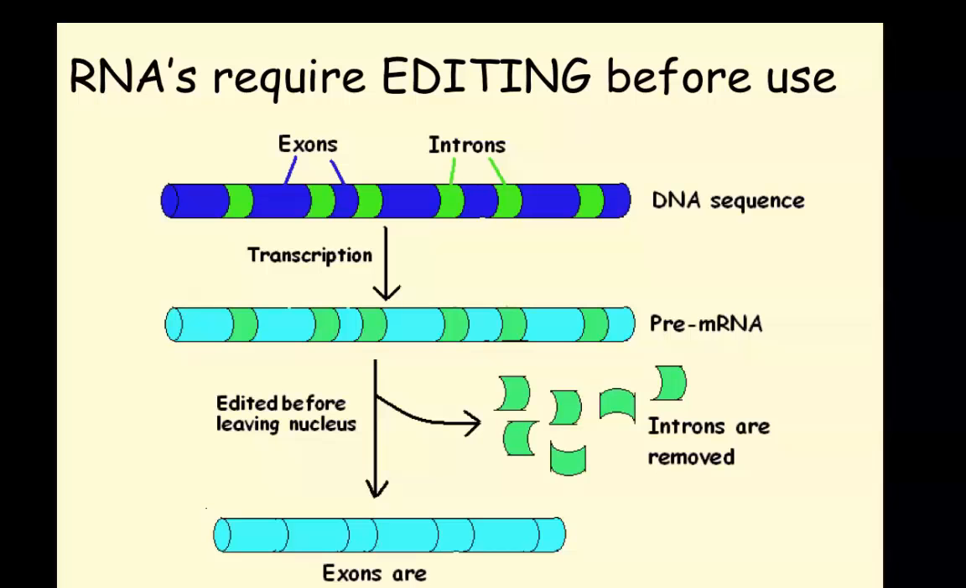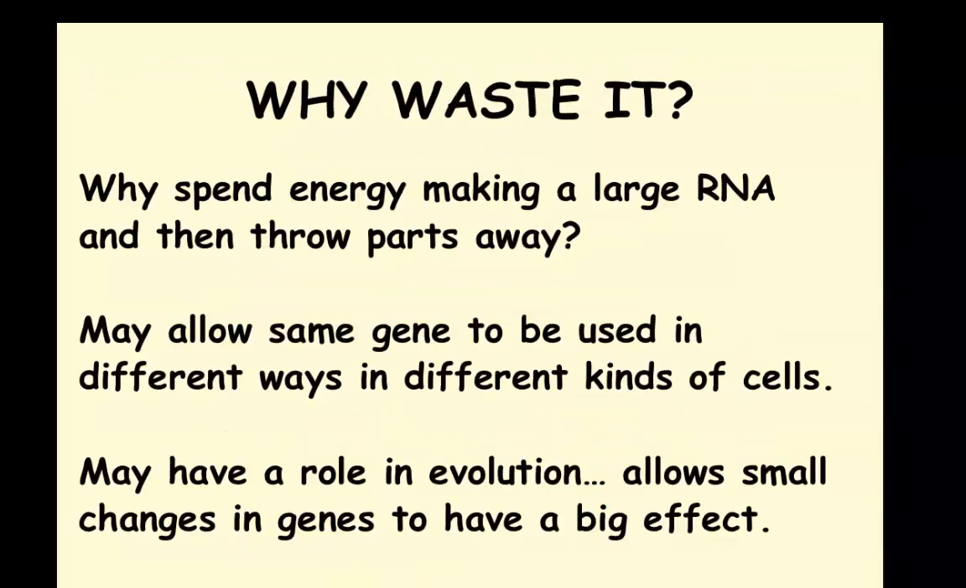So when this is done, RNAs require editing before we actually use them. So we have exons and introns. Basically what happens is introns are removed from the code, and exons are what is actually expressed. Now, why waste it? Why spend energy making a large RNA and just throw parts of it away? A lot of times it just allows us to express different genes, so depending on what you're trying to make, removing parts of the DNA will allow us to express different things. It may also have a role in evolution, and it allows small changes in genes to have basically a bigger effect.